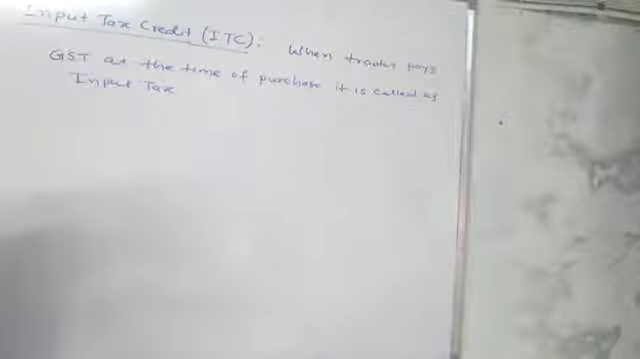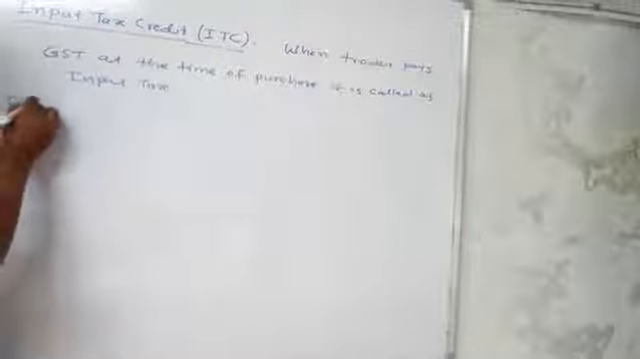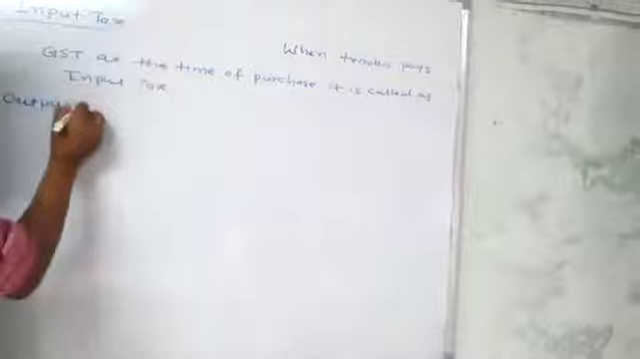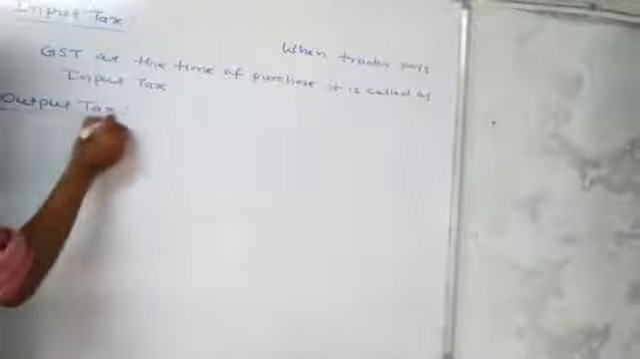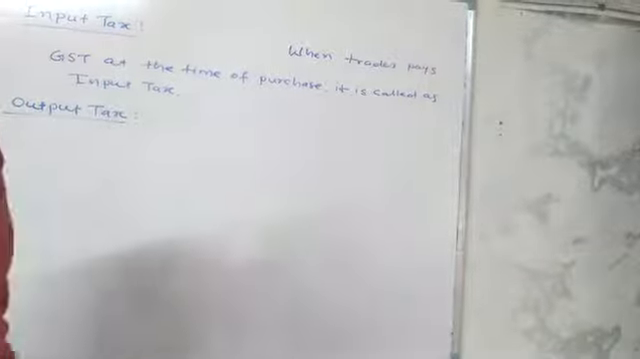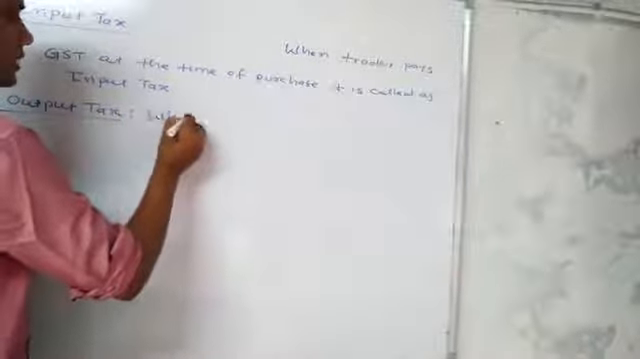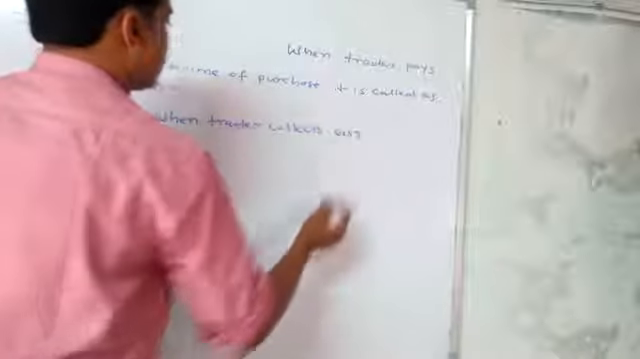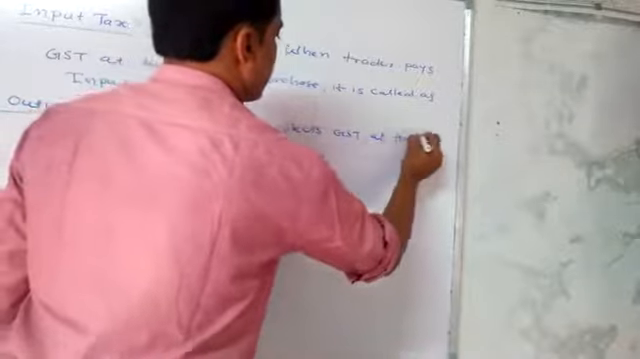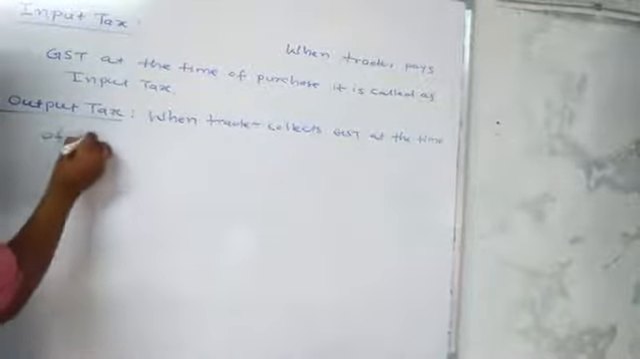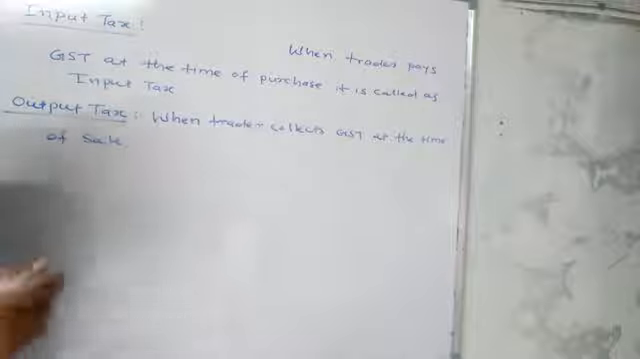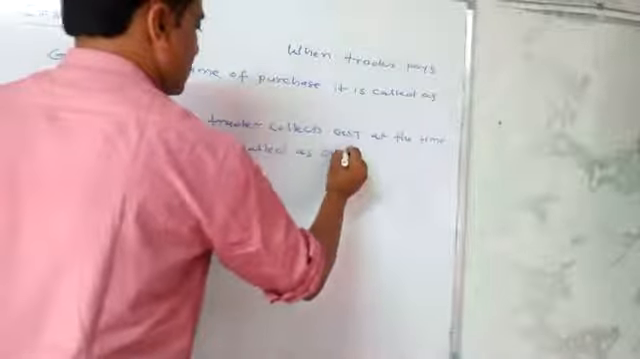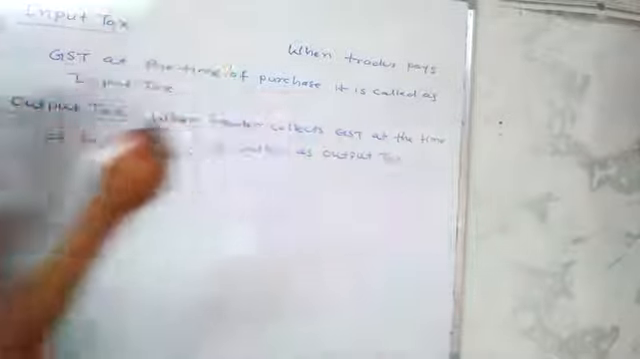And output tax. When trader collects GST at the time of sale, this is called as output tax.